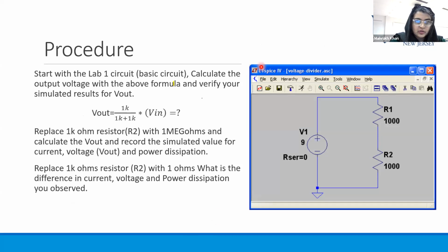So what you need to do in this lab, you can start with your basic circuit. I just did not have the label nets, but you were having the label nets as well. Now calculate the output voltage, which was the output voltage in the previous circuit, with the voltage divider formula, and verify your simulated results for V out. Like I just put it here, it could be 1K divided by 1K plus 1K times V in, because this was your V out.